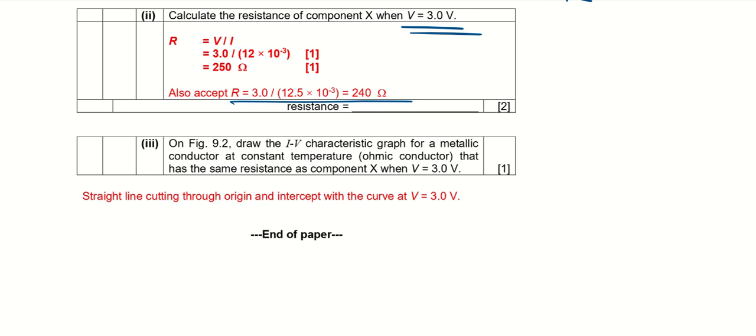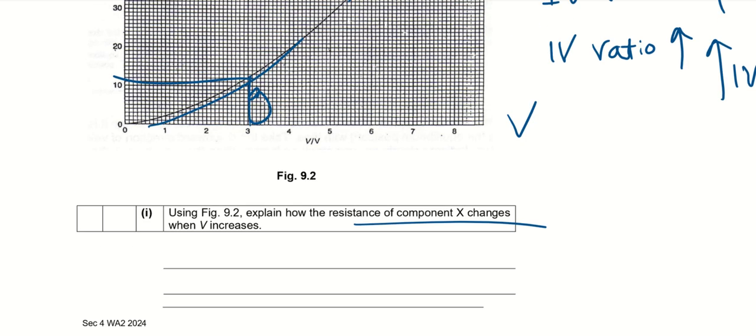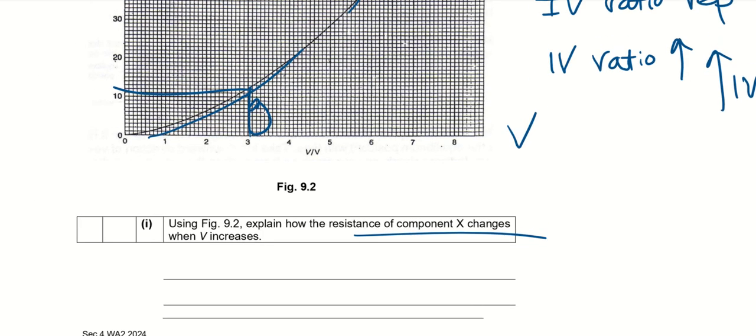Okay. On figure 9.2, draw the IV characteristics graph for a metallic conductor at constant temperature, which means ohmic, that has the same resistance as component X when V equals 3.0 V. So you should have a straight line cutting through the origin and intersecting with the curve at V equals 3 volts, because they have the same resistance, right? So at that point of 3 volts, whereby it has the same current, it should look something like that. So this is the answer.